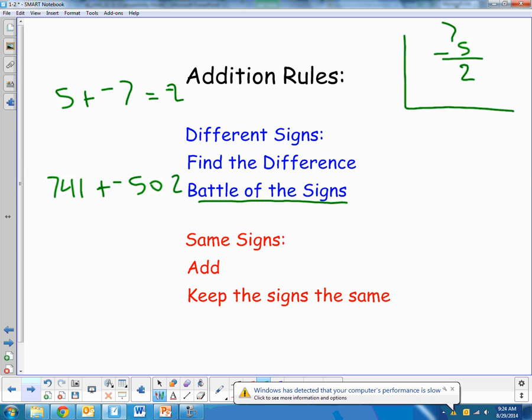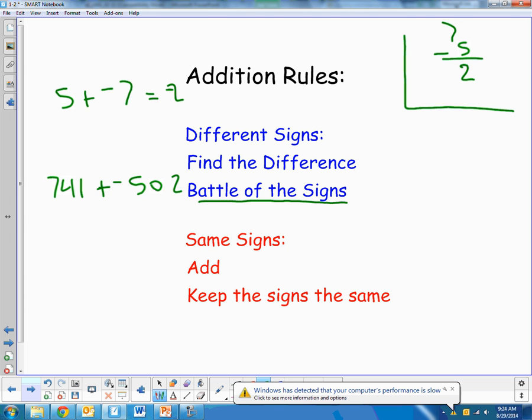So we found the difference, 2. To decide if it's positive or negative, we're going to play that battle of the signs. Since 7 is a bigger numeral than 5, we're going to use the sign that 7 has. It's got a negative sign, so the answer is negative. Let's look at the other example.